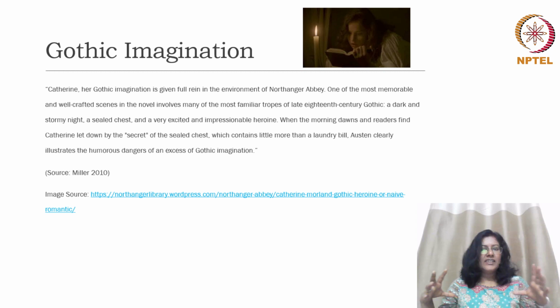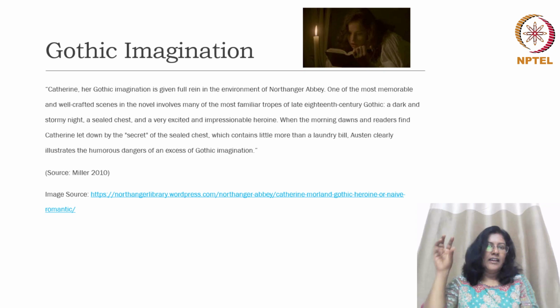So you can see how Austen harnesses, exploits the Gothic attributes, such as a dark and stormy night. We do have storms, if you remember the previous lectures about Frankenstein. The storms have massive significance in relation to the idea of the Gothic. There's a sealed chest, and of course there is this very excited and curious heroine who wants to get to the depths of the mystery in Northanger Abbey.